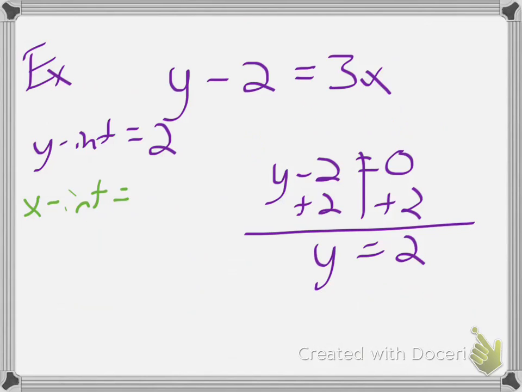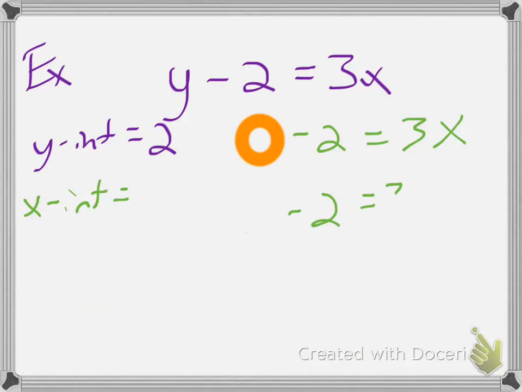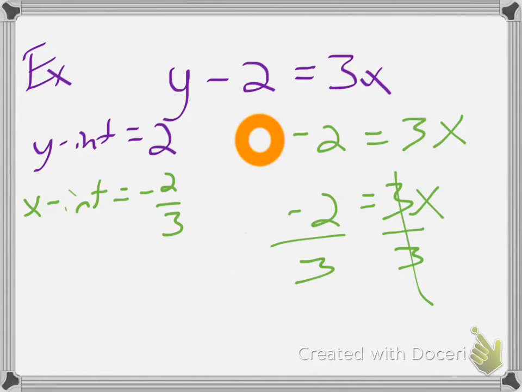Now let's do the x-intercept. The x-intercept would be when y is 0. So instead of y, I'm going to put a big 0. 0 minus 2 is negative 2, equals 3x. Divide both sides by 3, and we get an x-intercept of negative 2/3. So this graph crosses at negative 2/3, comma 0.